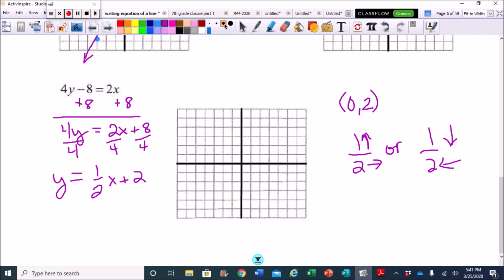So starting at (0, 2), I'm going to go up 1, right 2, up 1, right 2, up 1, right 2. Then I'm also going to go down 1, left 2, down 1, left 2, down 1, left 2. As long as it completes the line, you know you're doing it right. It just makes it a lot easier to connect points if there's several of them. And then write the equation on the line. So 4y minus 8 equals 2x.